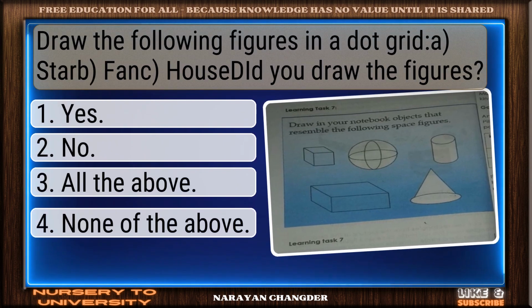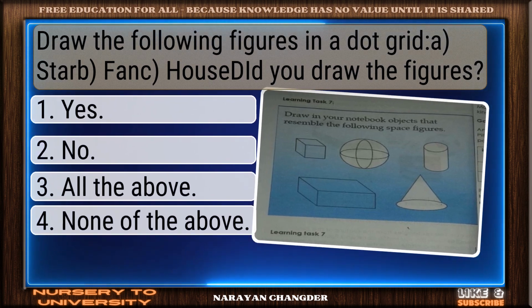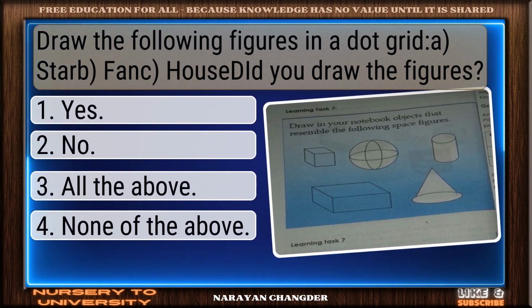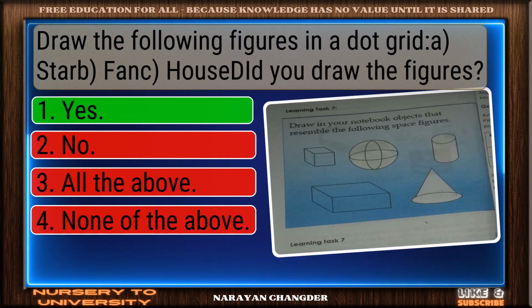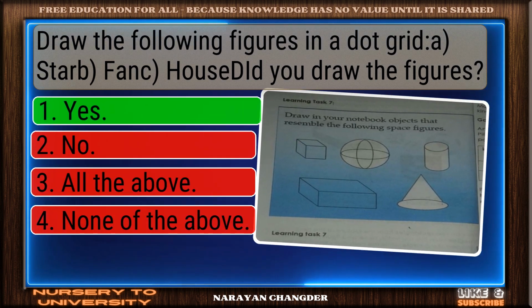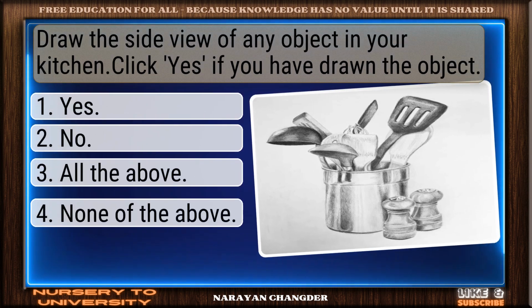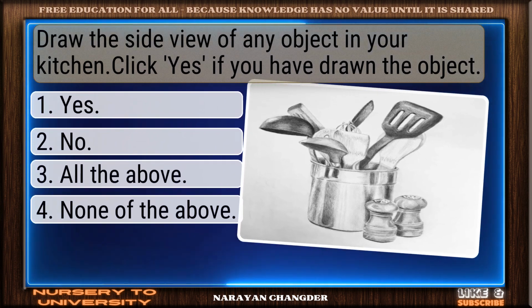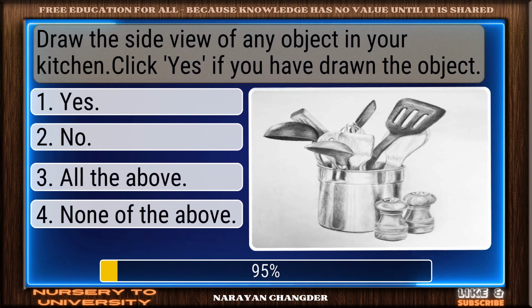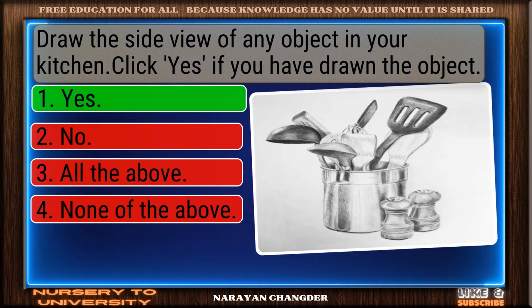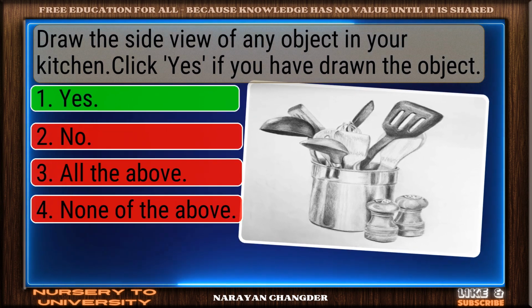Draw the following figures in a dot grid. Did you complete this question? How did you draw the figures? Well picked. Yes is the correct answer. Draw the side view of any object in your kitchen. Click yes if you have drawn the object. Clear logic. Your choice yes is sound and 100% true.